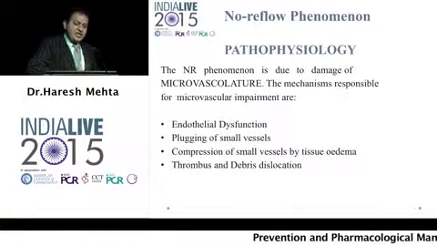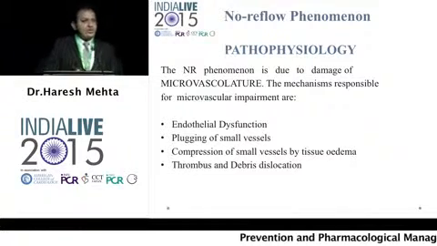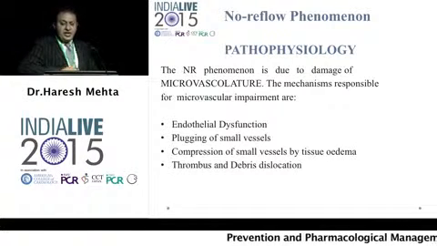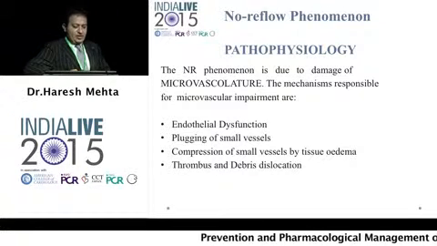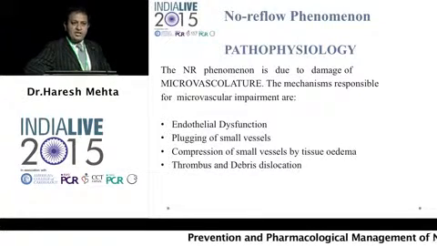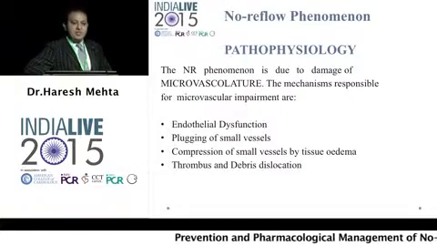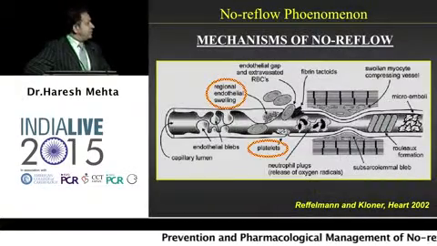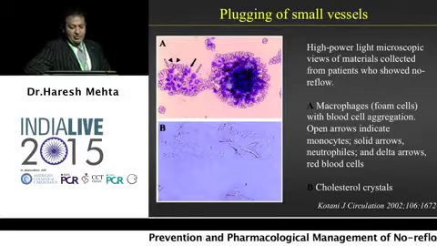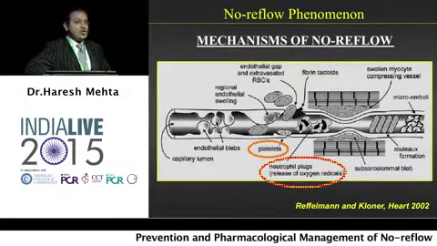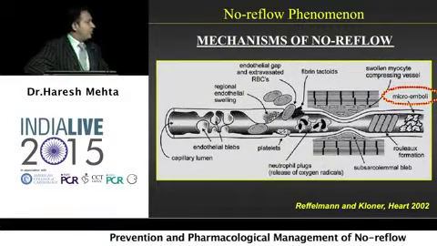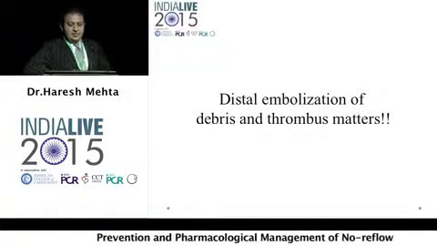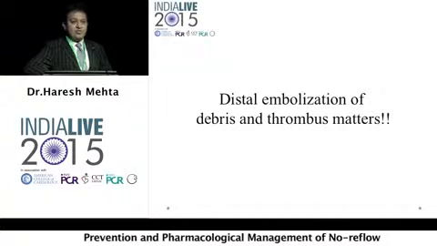The pathophysiology, as we know, is due to damage to the microvasculature. The mechanisms that they propose are endothelial dysfunction, plugging of small vessels, compression of small vessels by tissue edema, and thrombus and debris dislocation. So that's the plugging with platelets, neutrophil plugs, tissue edema, and microembolism. Distal embolism of debris and thrombus does matter.